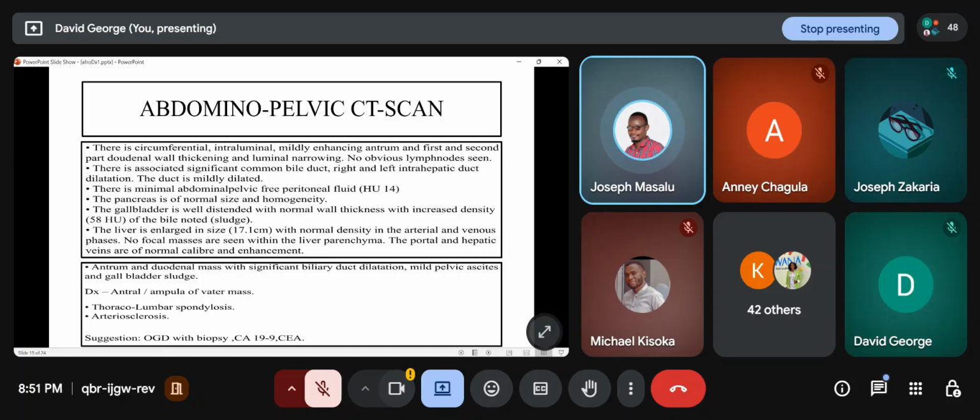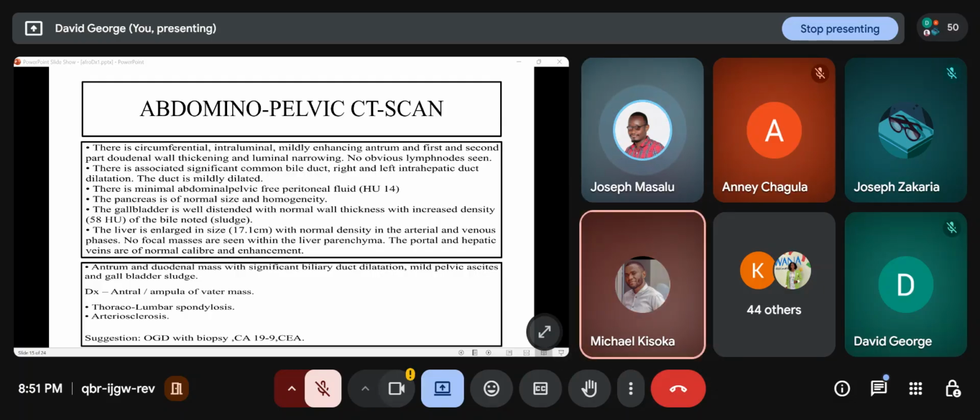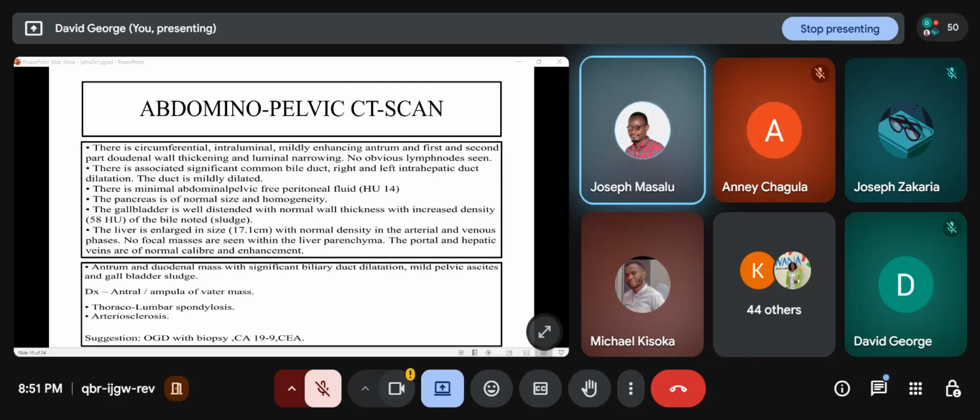this what is presented in the first bullet here? That's the circumferential intraluminal mild enhancing antrum and first and second parts duodenal wall thickening and luminal narrowing. But I'm having trouble here. This first bullet doesn't say, because this was a contrasted CT, right, Michael? Yes. Then the bullet doesn't say this is a mass. It's also saying enhancing antrum and first and second part duodenal wall thickening, luminal narrowing.